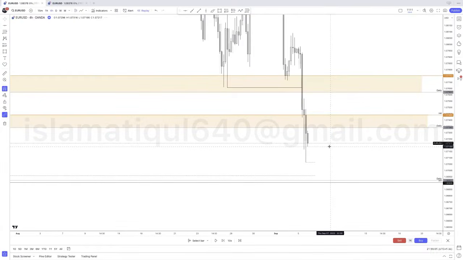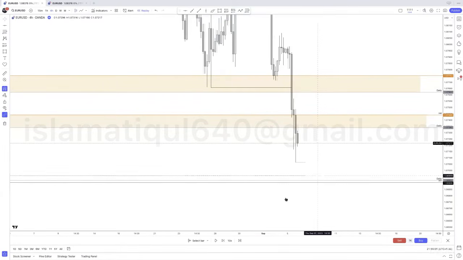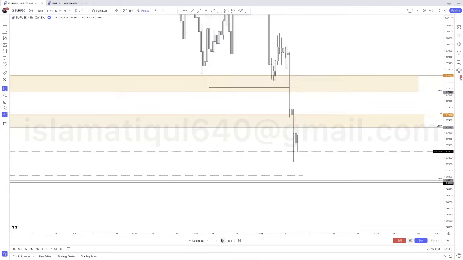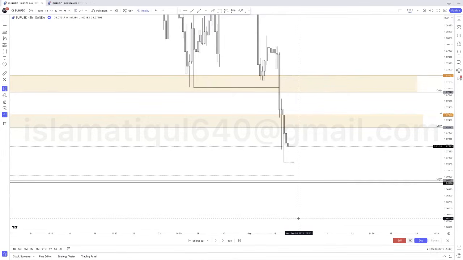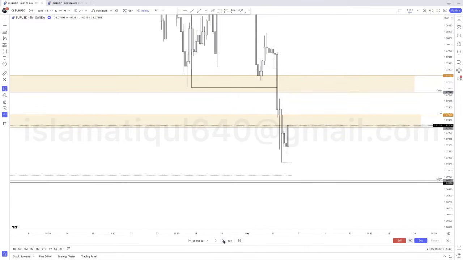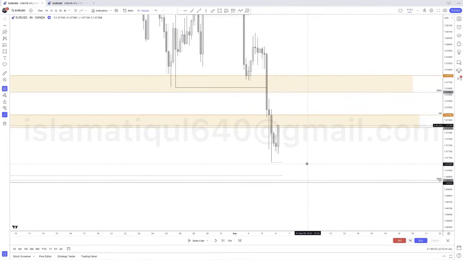Now let's wait for Asia to win. We're going to wait for Asia to win, and then let's decide what to do. Okay, let's see. My TradingView is lagging a little bit for some reason. So what has happened? We have entered a sell zone currently, right? We have entered a sell zone.